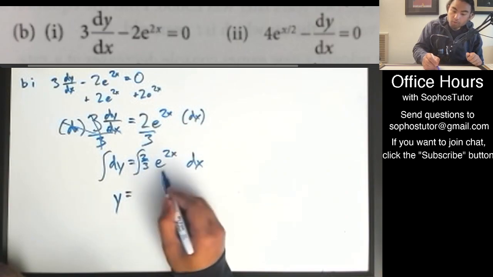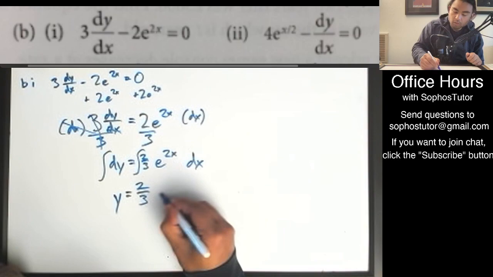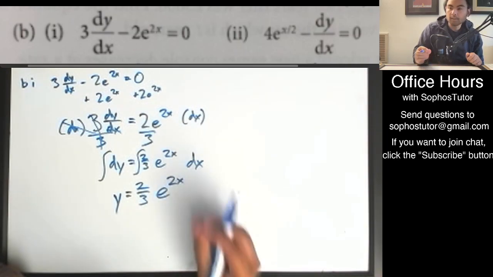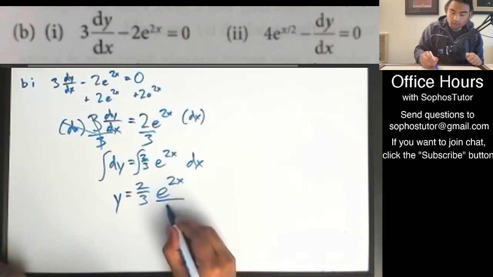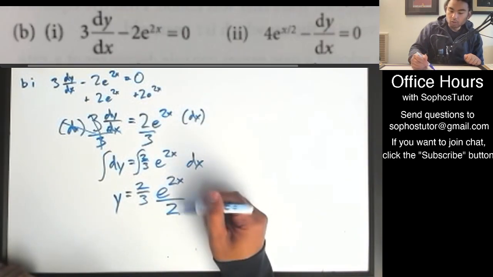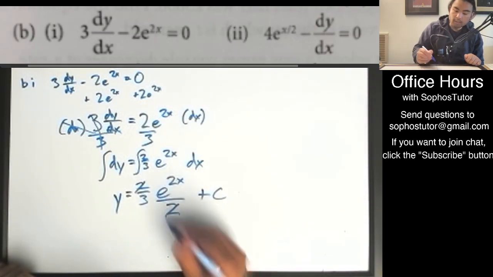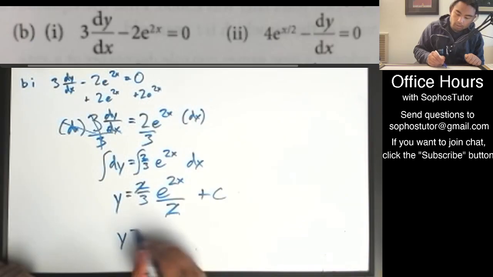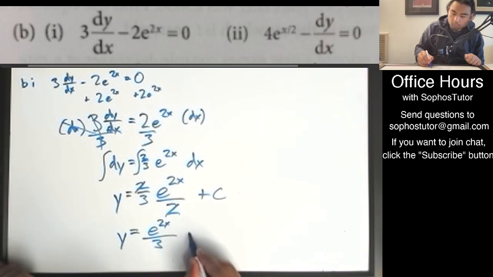The integral of 2/3 e to the 2x, well, we need to copy our 2/3. We then also need to copy our e to the 2x, but then because of chain rule, if we were to take the derivative of this, we would get an extra 2 to be multiplied. So therefore, we need to divide by that 2 to make sure that this 2 will get canceled, plus c. So our general solution will be e to the 2x over 3 plus c.